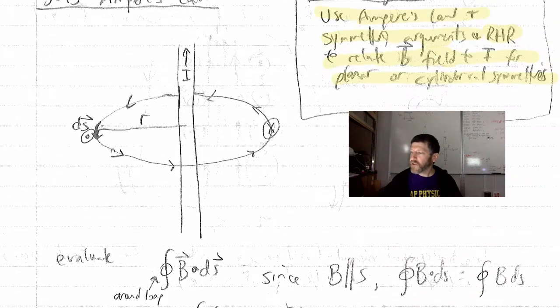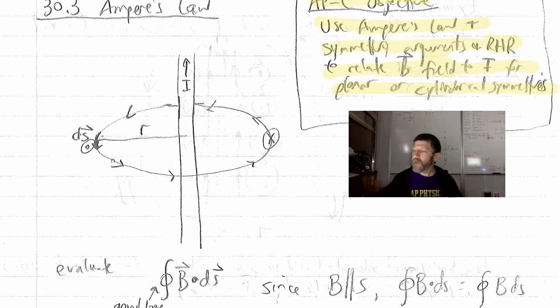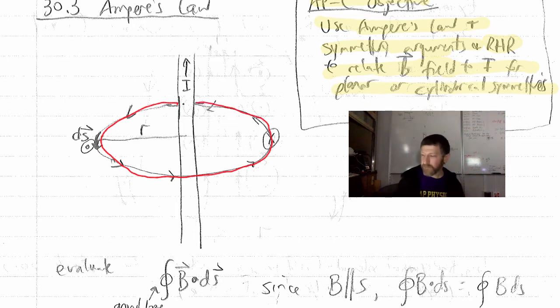So let's take this situation right here. What I've got is I want to figure out the magnetic field at a distance r from this current I. Now this loop is just what we call an Amperian loop, similar to a Gaussian surface. There doesn't have to be anything out here. You do not need a wire. This is just a loop that we are geometrically constructing in space.